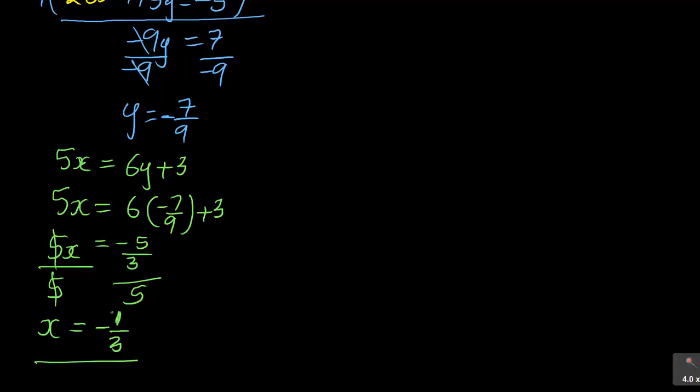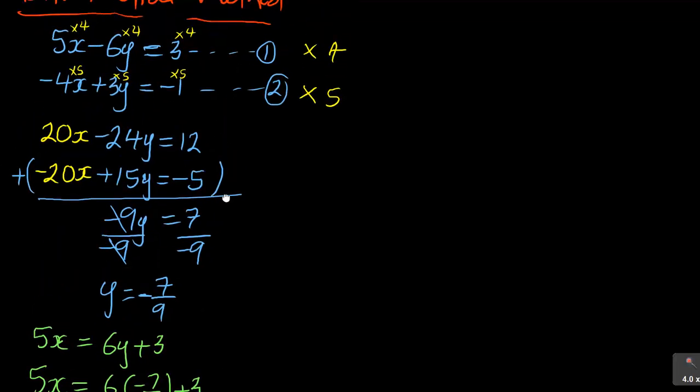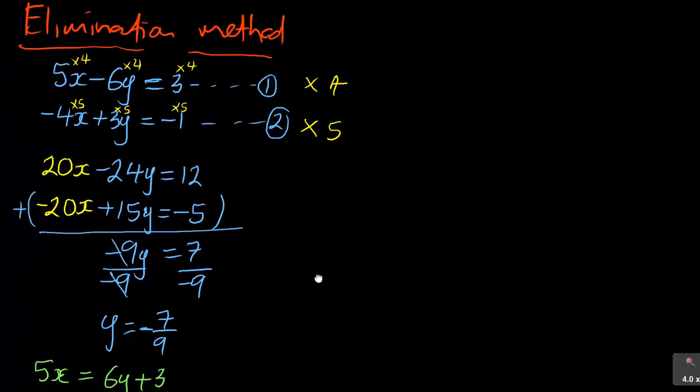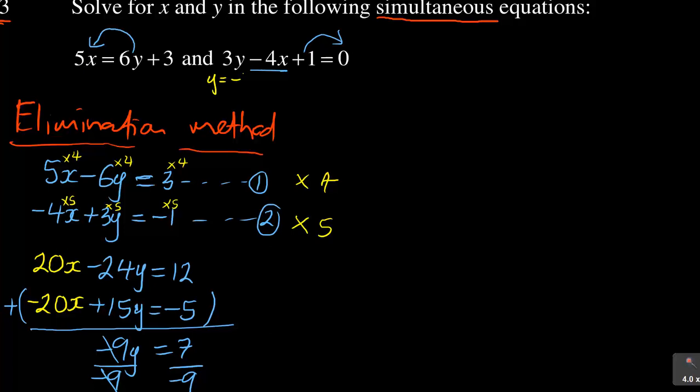With these two values, remember x is minus 1 over 3 and y is minus 7 over 9, you can actually test your answers. You go back to the second original equation. In the second original equation, y is equal to minus 7 over 9, and x is equal to minus 1 over 3. Now you substitute where there is y and where there is x. When you substitute and add 1, we must get the right hand side, which is 0. So we are trying to prove that.